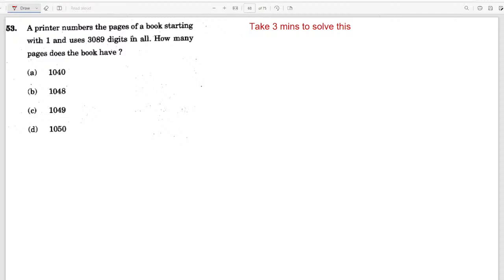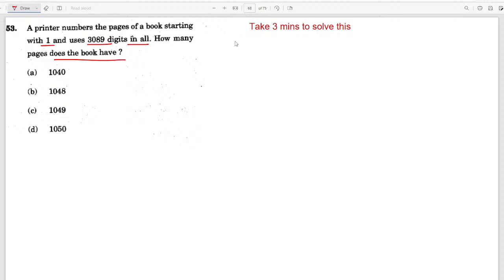Okay, I'll just explain this question. So a printer numbers the pages of a book starting with 1 and uses 3089 digits in all. So how many pages does the book have? They are saying that this printer uses 3089 digits in total, and they are saying that the book starts printing the numbers from 1.